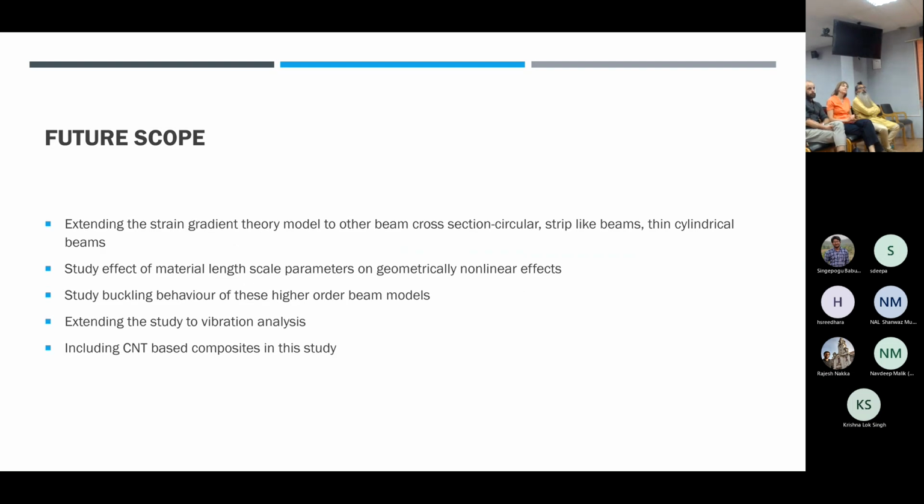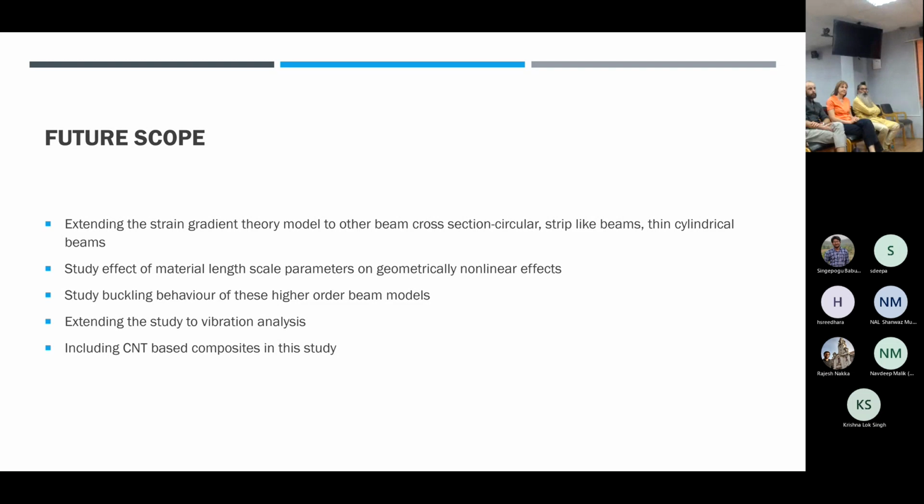So the future scope is extending this strain gradient theory model to other beam cross-sections like strip-like beams or hollow tube-like cross-sections, and to study the effect of material length scale parameters on geometrically nonlinear effects as we did for CNT. So if we also include these length scale effects, how will the geometrical nonlinearity and this material nonlinearity come into play? That is what we want to capture.